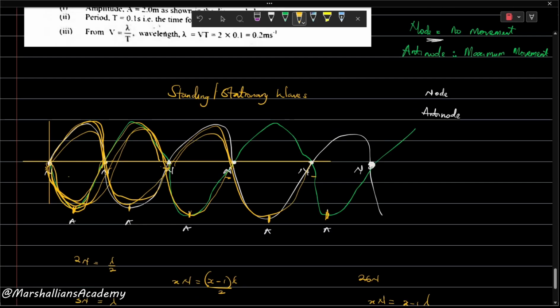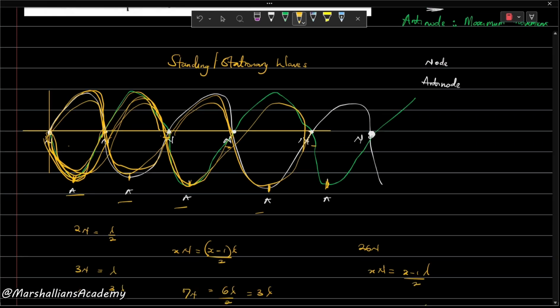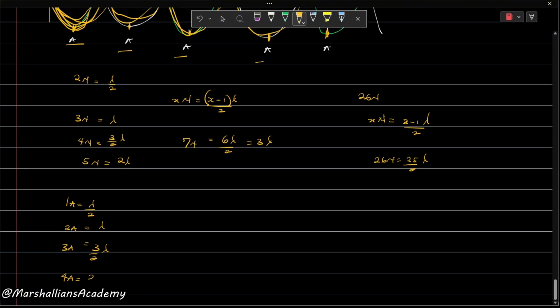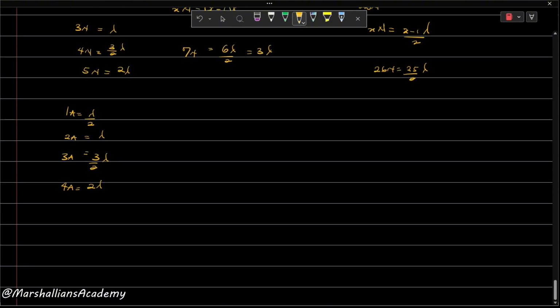Let's look at it. 1 wavelength, that's 2 antinodes here and here. Another 2 antinodes here and here. So when we have 4 antinodes, we have 2 wavelengths. And we can keep going. 5 antinodes, 2.5 wavelengths, which is 5 over 2 wavelengths. Which means there's a relationship between the number of antinodes and the wavelengths. So we can say x antinodes altogether is equal to x lambda over 2.